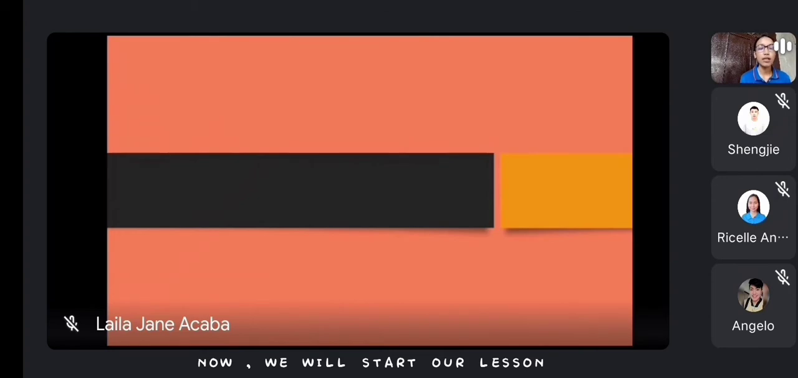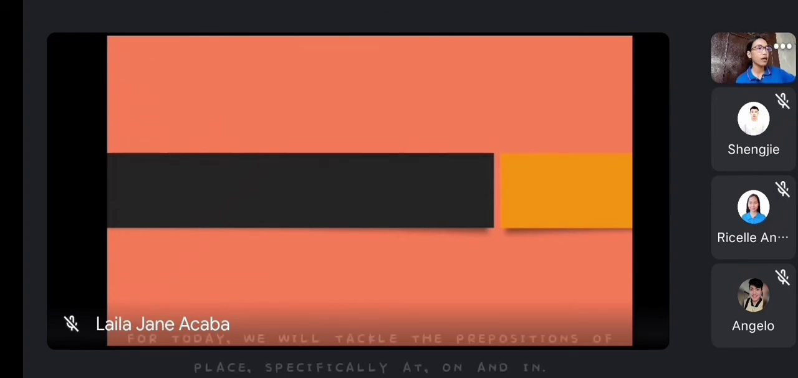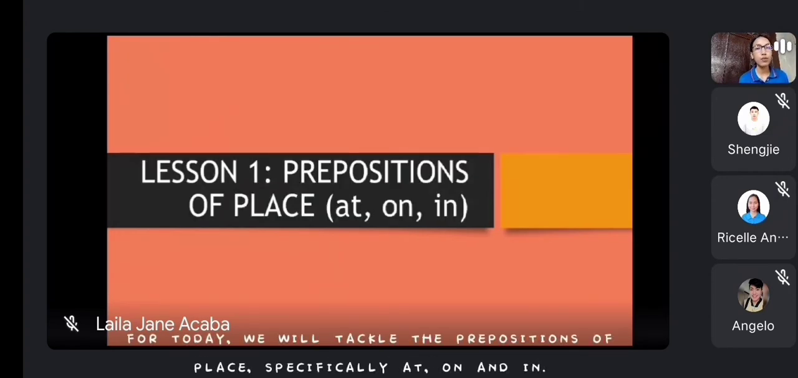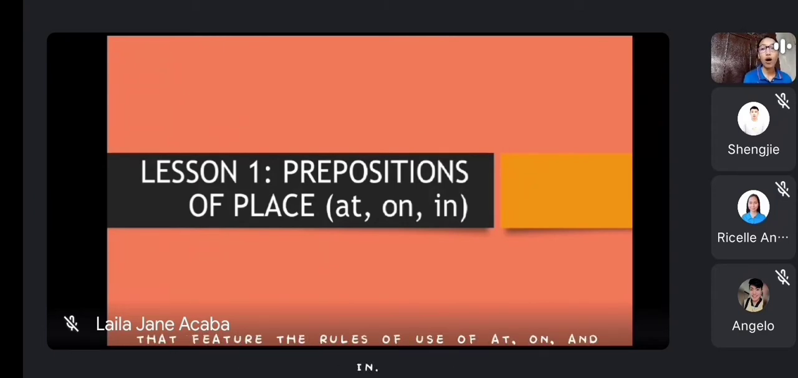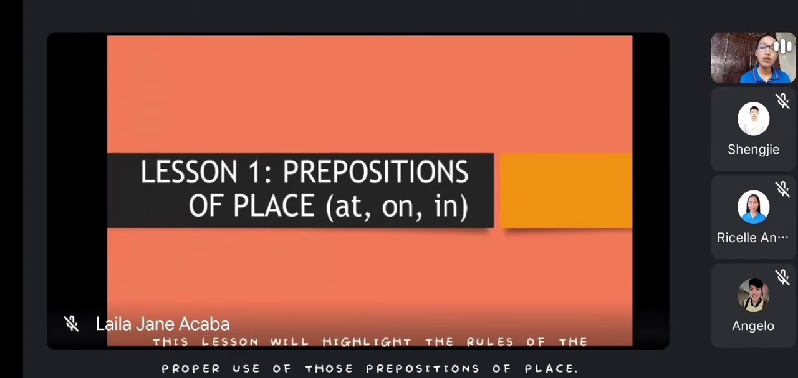Now we will start our lesson. For today, we will tackle the prepositions of place, specifically at, on, and in. In this lesson, I'm going to provide you graphic representations that feature the rules of the use of at, on, and in. This lesson will highlight the rules of the proper use of those prepositions of place.